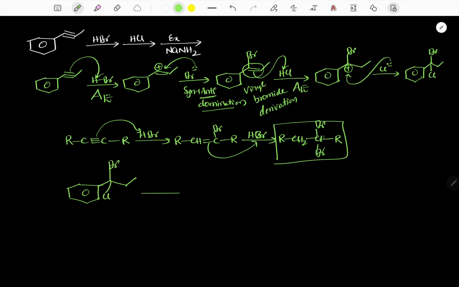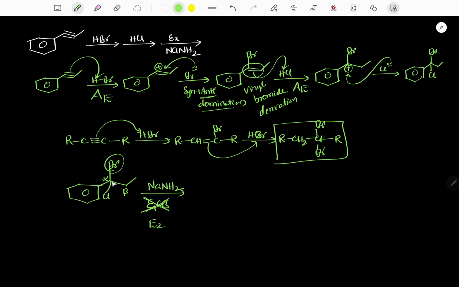strong base NaNH2, sodamide. So here we have an alkyl halide. When an alkyl halide is treated with a strong base, it is an elimination, and of course here E1cB is not possible, because it is an alpha carbon, it is a beta carbon. If the beta carbon is connected to minus R, then only E1cB is possible. Therefore in this case E1cB is not possible, only E2 is possible.